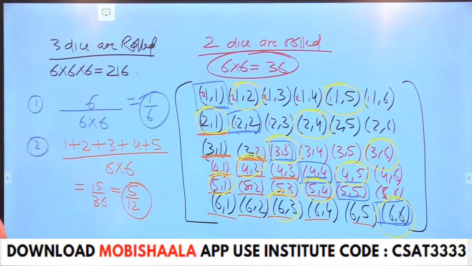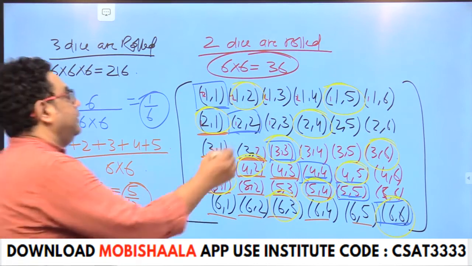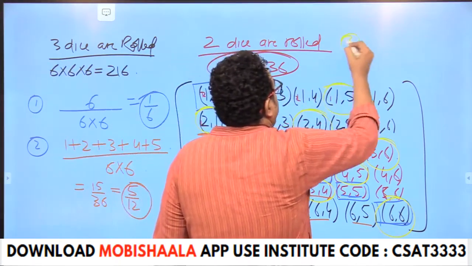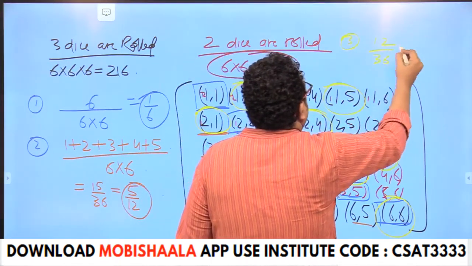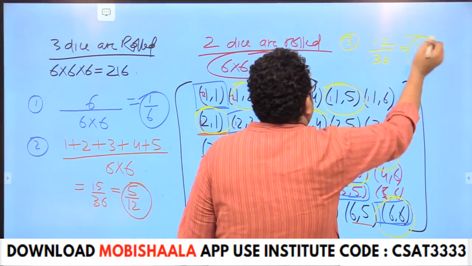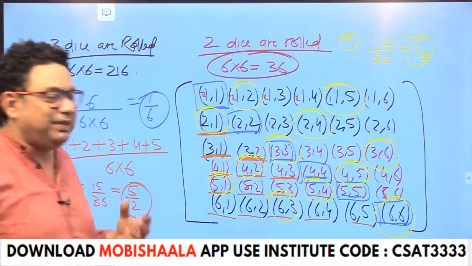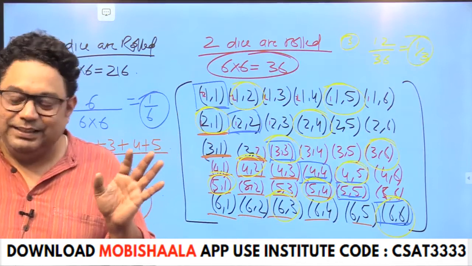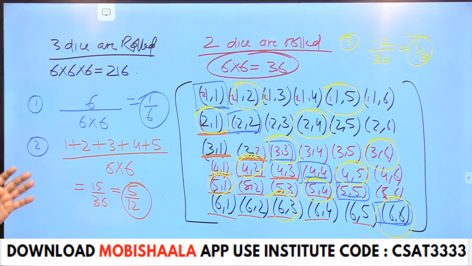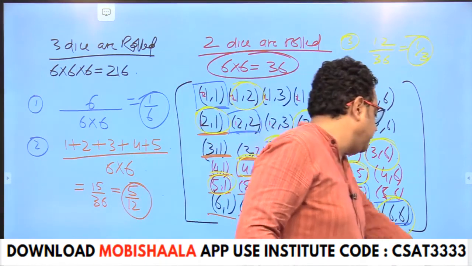So total possible cases, every line has 2, so 12, isn't it? So your answer would be 12 by 36, which comes out to be 1 by 3. So this is basic probability, right? Basic, simple, logical probability definition that you can always sort out. Now let's see what they expect from permutation and combination.